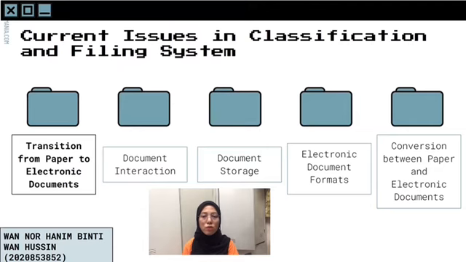Several electronic document formats are already in common use. Unfortunately, no single format meets all the requirements of electronic documents. Existing file formats can be used for document storage and exchange in the office environment, but all the common formats have a significant limitation: conversion between paper and electronic documents.